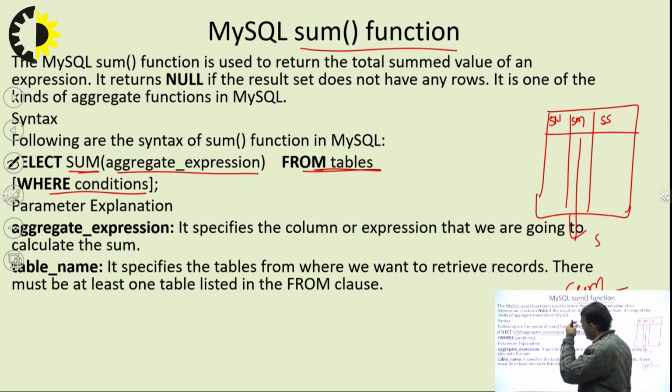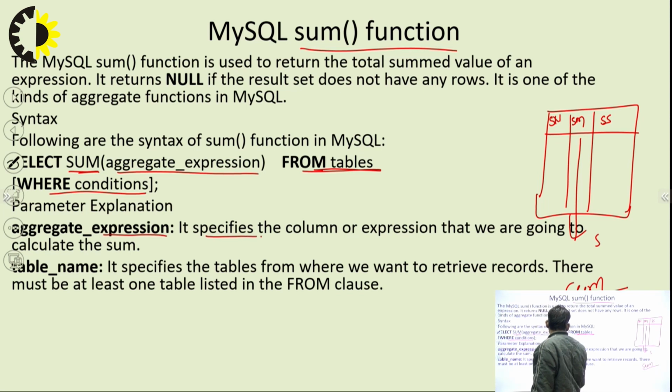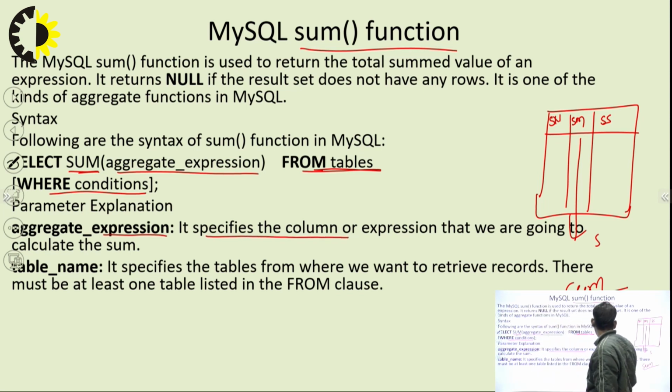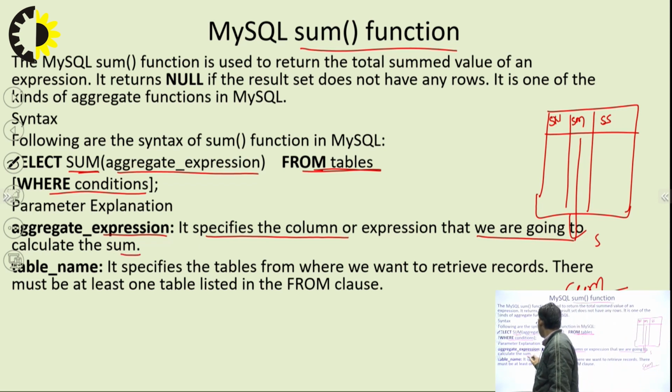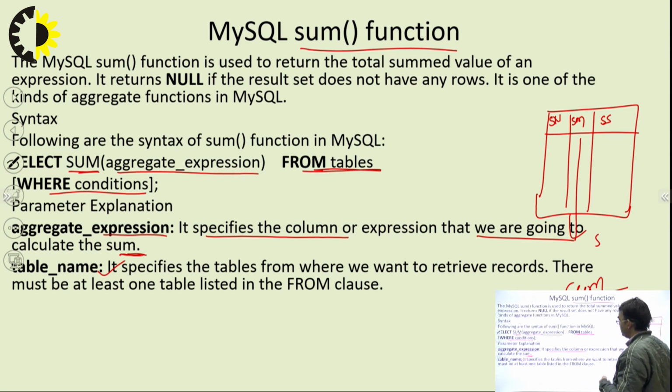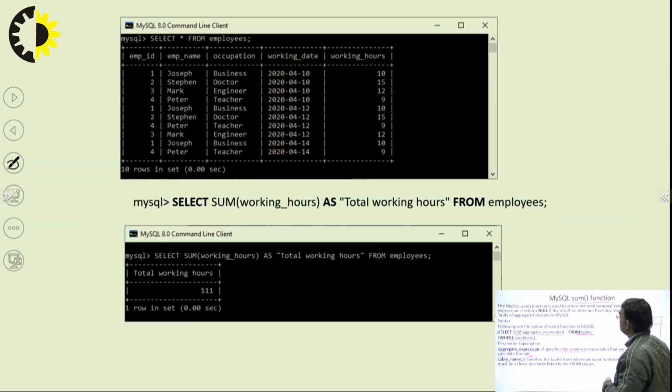What are the parameters here? The first parameter is the aggregate expression. It specifies the column or expression for which we are going to calculate the sum. Now we have to take one example about that. Next one is the table name. It means in which table we are going to apply it, whether that is the student table, the employee table, or any table which a particular user requires.